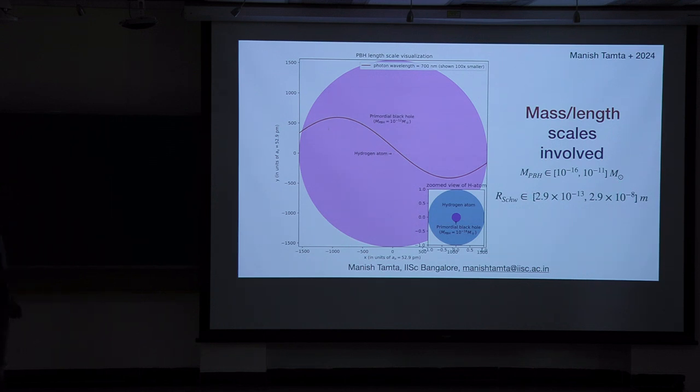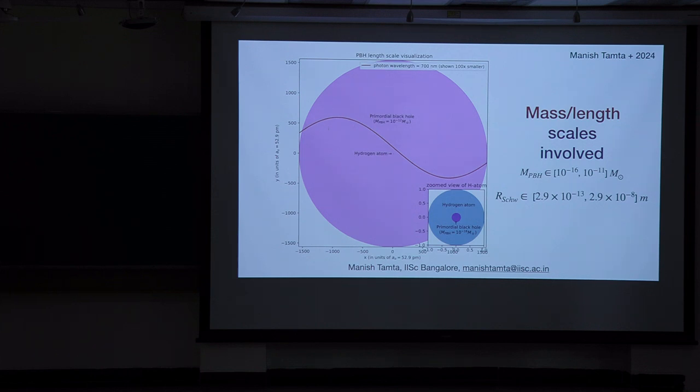It is good to have a visualization, that's why I have made this figure. You can see that this particular ball here is a primordial black hole of mass 10 to the power minus 12 solar mass, and this is the wavelength of a visible photon, 700 nanometers, shown to be 100 times smaller. So it is clear from this figure that a primordial black hole is much smaller than the wavelength of optical light. So you can't expect to microlens these primordial black holes with the help of optical stars or something. So you have to do something else.